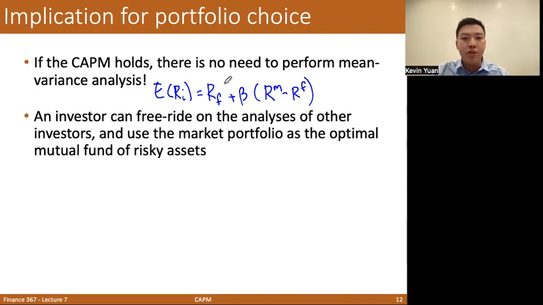And that's why it's saying there's no need to perform mean variance analysis, because if I want the expected return now, all I need to know is the risk-free rate, which I can look up in T-bills, either in the newspaper or Wall Street Journal. I can look up the market portfolio, assuming the S&P 500 or the NASDAQ. And again, I have this. What I don't have is beta.